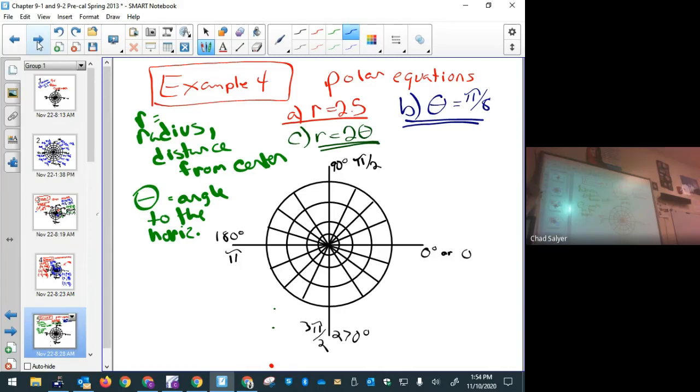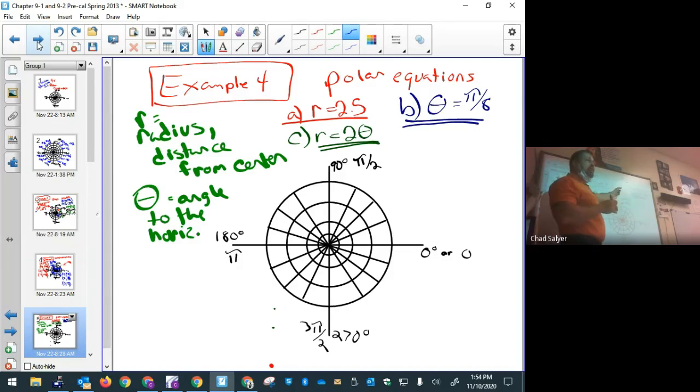The polar plane loves circles. Circles are the easiest thing to graph in the polar world. And this, r equals 2.5, is a circle. How hard is it to express a circle in the rectangular plane? Well, it's x squared plus y squared equals r squared. Or if you have a center other than the origin, (x minus h) squared plus (y minus k) squared equals r squared. In other words, it's a pretty complex expression.